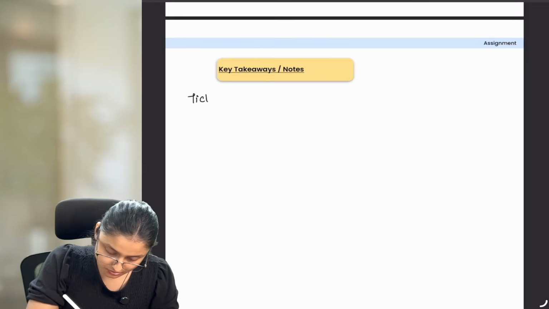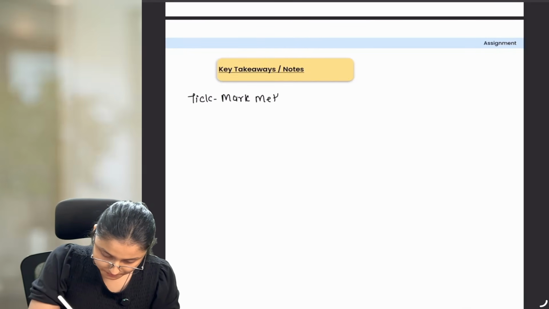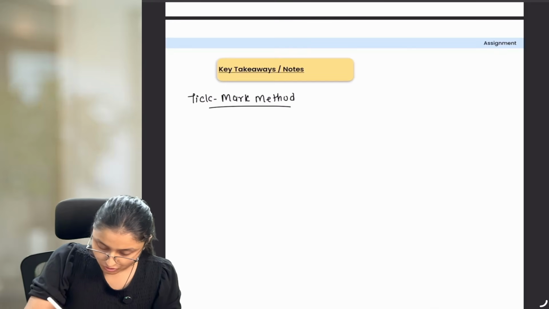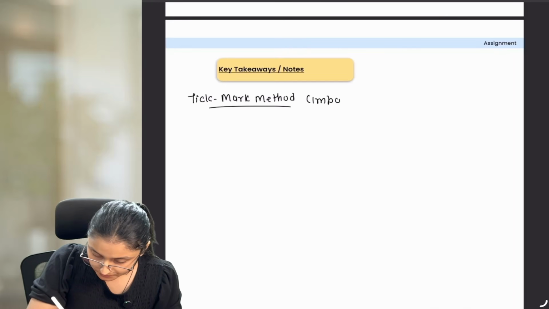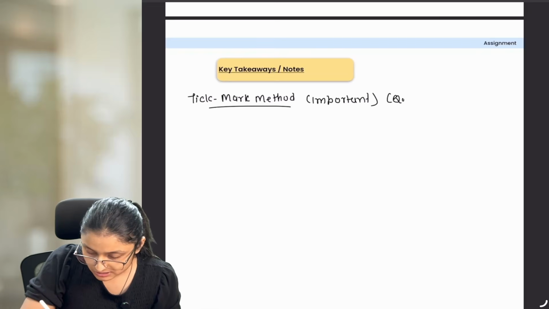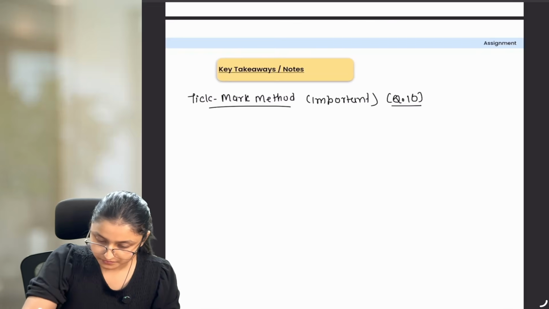Tick mark method. You can mark it as important, and write here that for this, question number 10 should be referred.